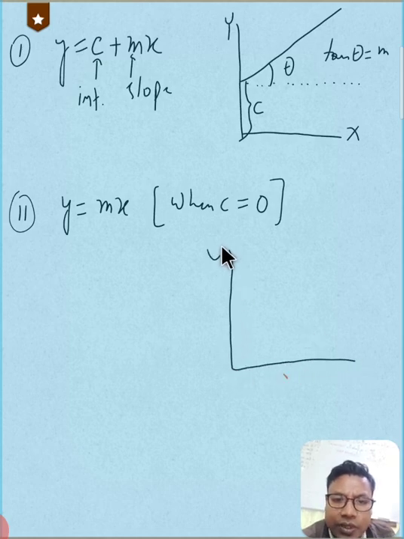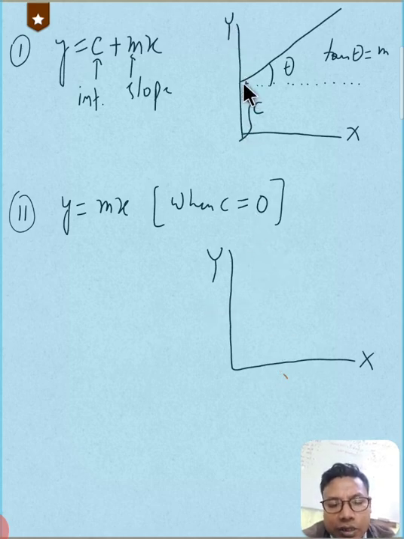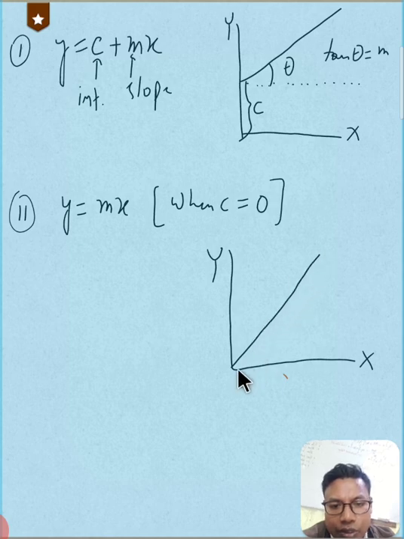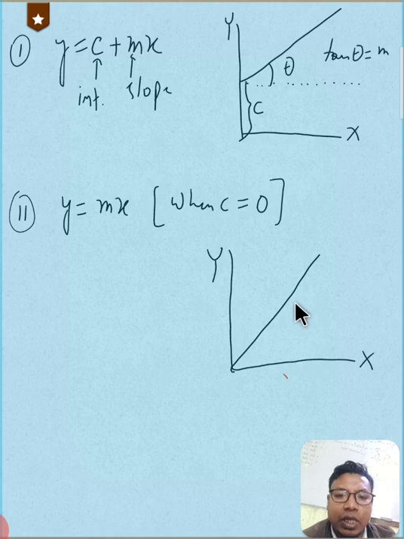This will be the y-axis, this will be the x-axis, and since the intercept c is 0, this graph can be drawn very easily. This will be a straight line passing through the origin, and the slope of this graph will give the value of m.